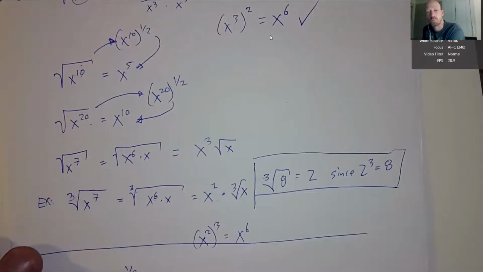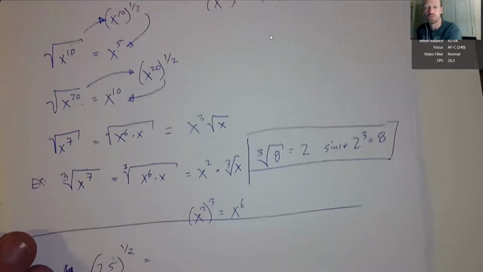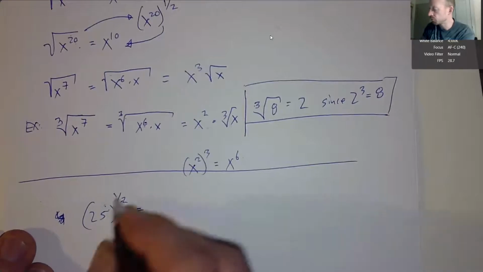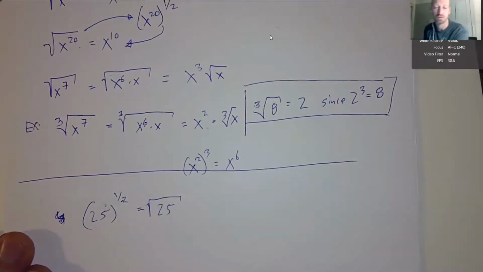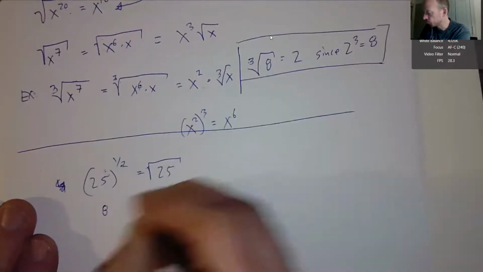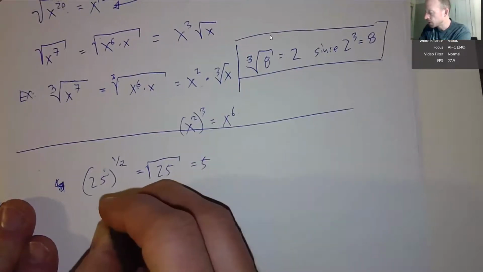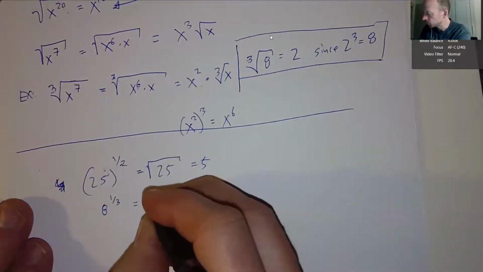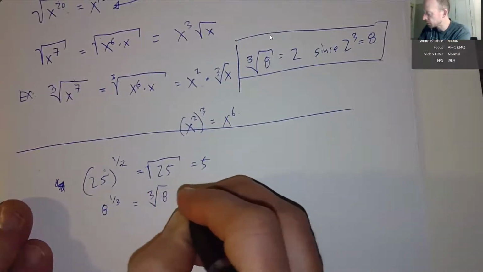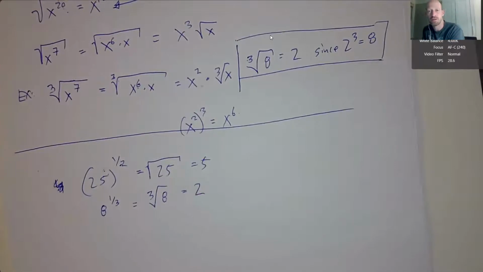So what we can do is make a definition of what a rational exponent means, and it really means a root. So 25 to the 1/2 is the same as the square root of 25, which of course is 5. 8 to the 1/3, you may guess, and you would guess correctly, that is the cube root of 8, just 2.